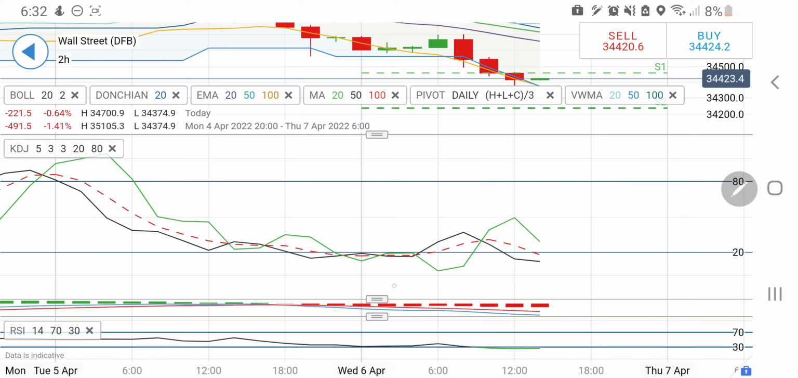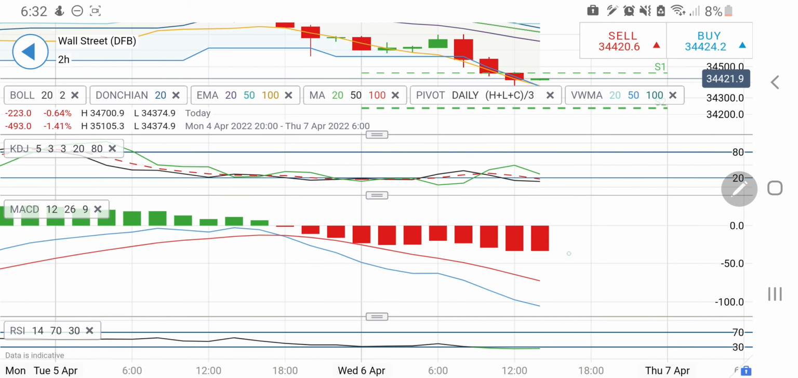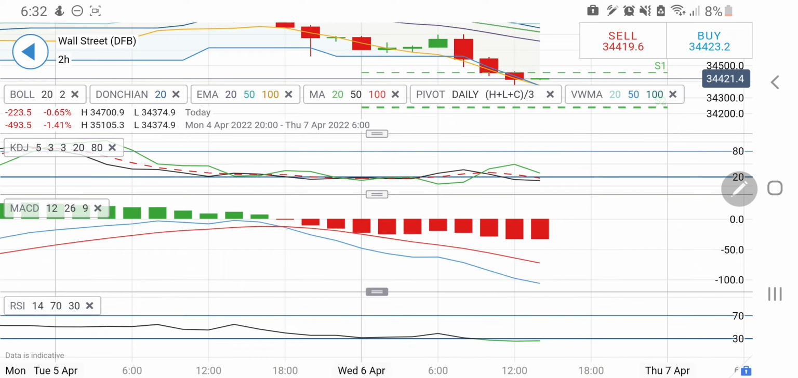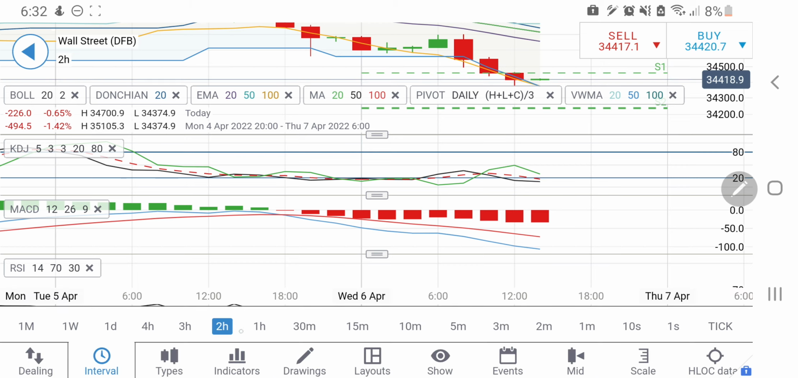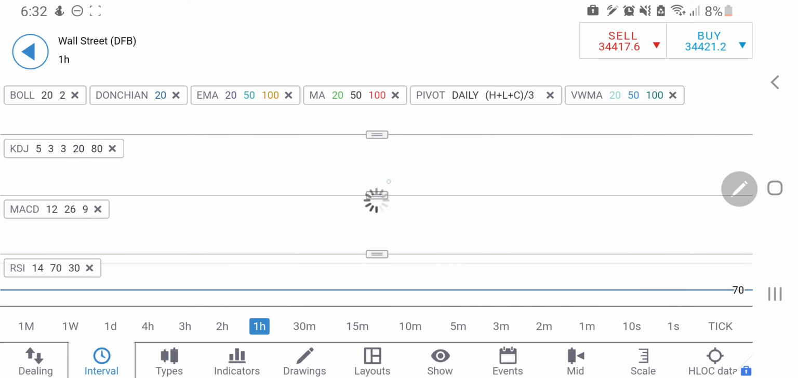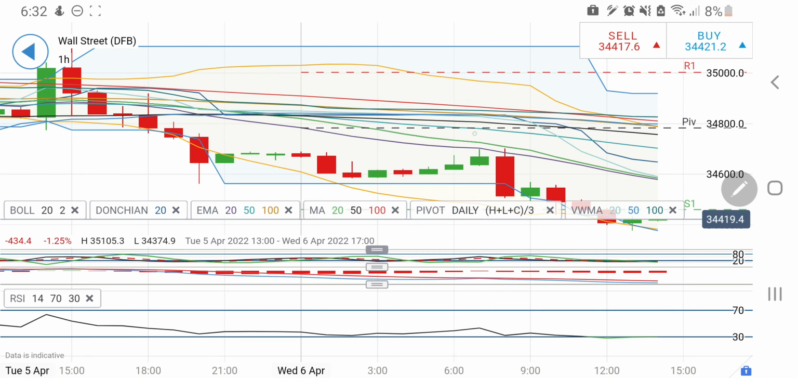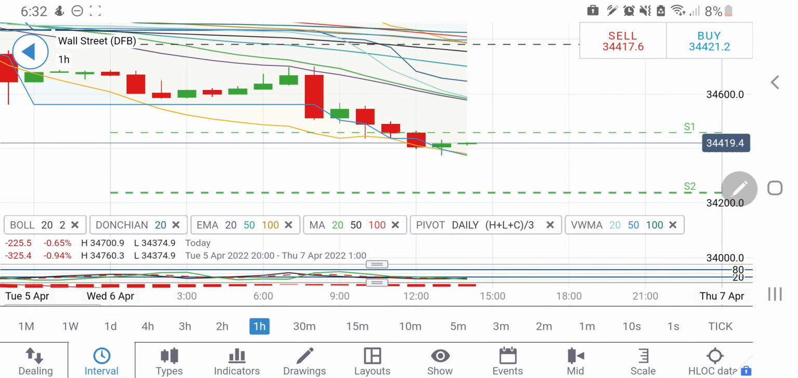Stochastic extremely oversold here, and hence a little rise can be expected. MACD lines are wide divergent, extremely divergent here, so yes, convergence can be expected here. RSI is oversold, and hence a little rise can be expected. So a possible retracement is what everything is indicating here. But let's see, these are markets beyond you and me.